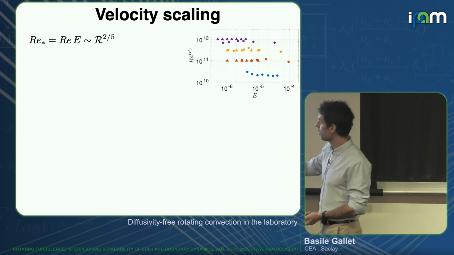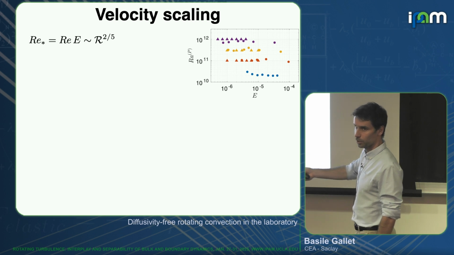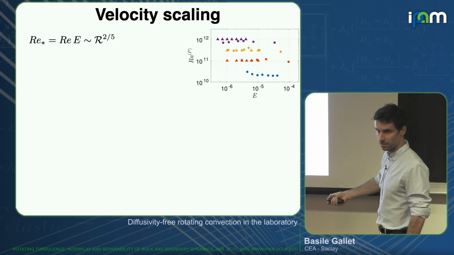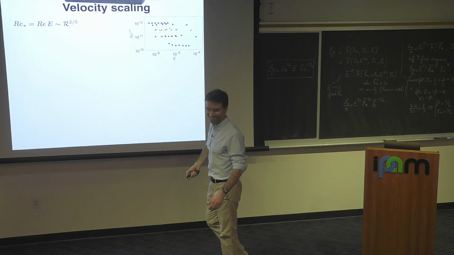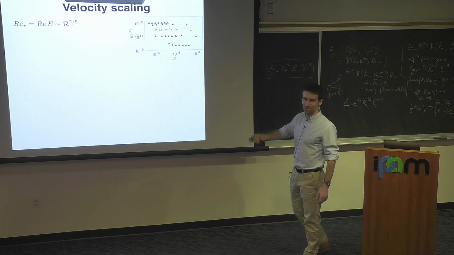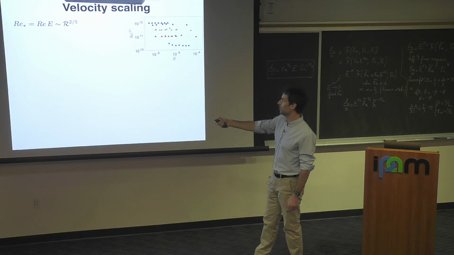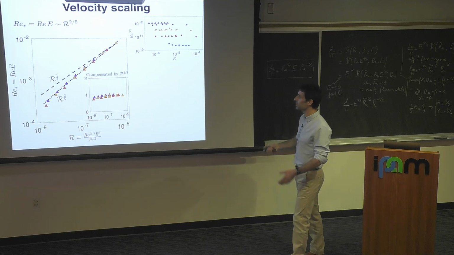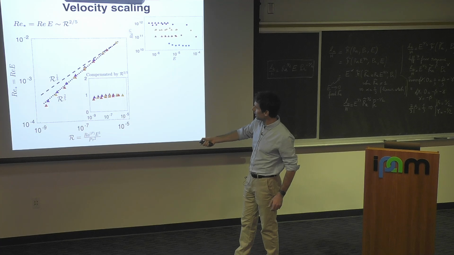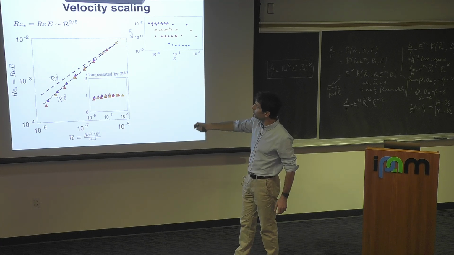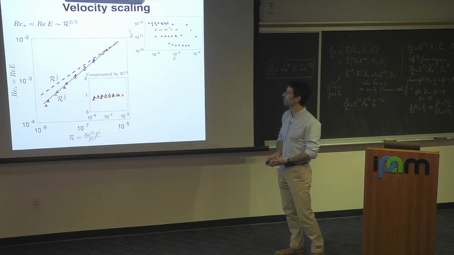Velocity scaling, so the diffusivity-free Reynolds number is Reynolds times Ekman, okay. This is also the emergent Rossby number, which goes like R to the 2/5. Okay, so we can check that. This is here, this emergent Rossby number. So indeed, it goes like R to the 2/5. This 1/3 would be the prediction without global rotation. So indeed, we're in the rapidly rotating regime, where we're seeing 2/5 here.